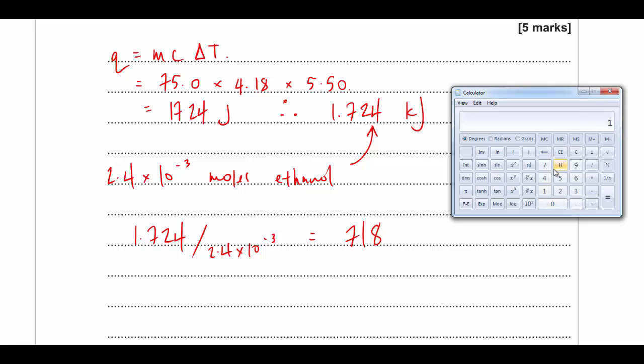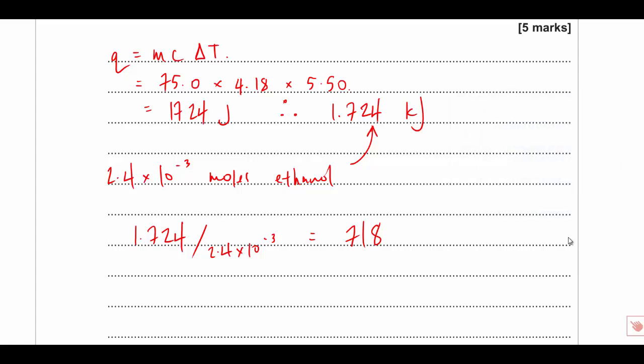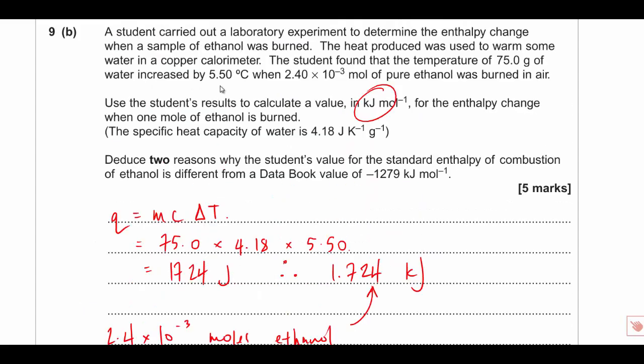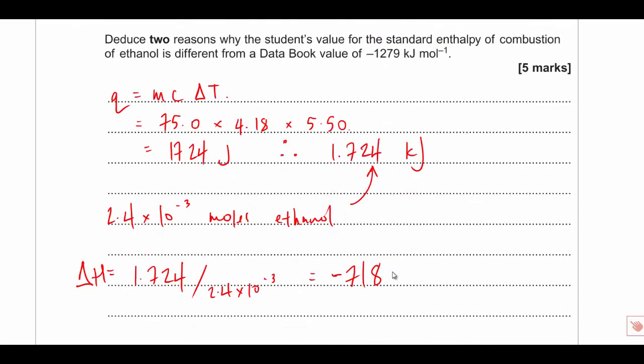Let's try that again. Yeah, there we go. 718. So we'll call it 718. That's fine. But because it's an enthalpy change, we must have the minus symbol there. We know that because it's an exothermic reaction. Energy is being released. It causes a temperature increase, and of course then some units to go with it.